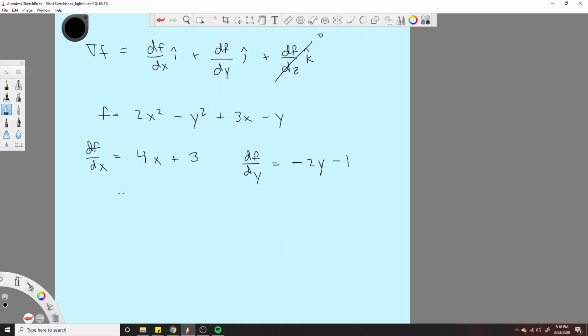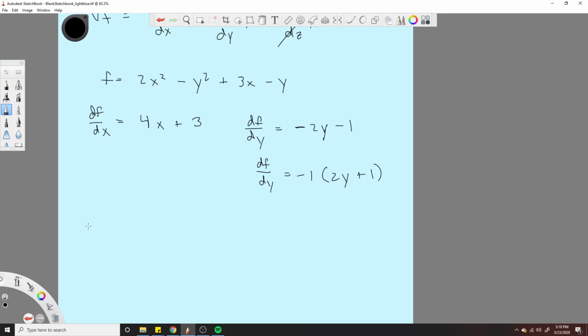Now we plug that into our gradient function. Actually, before I do that, let me factor. I just saw this. Factor out that -1 there, because why not? It makes it a little nicer to work with. Now we plug our values into the gradient function. So 4x plus 3 in the i hat direction, and minus 2y plus 1 in the j hat direction. All I did is take that negative one and make it a minus sign.